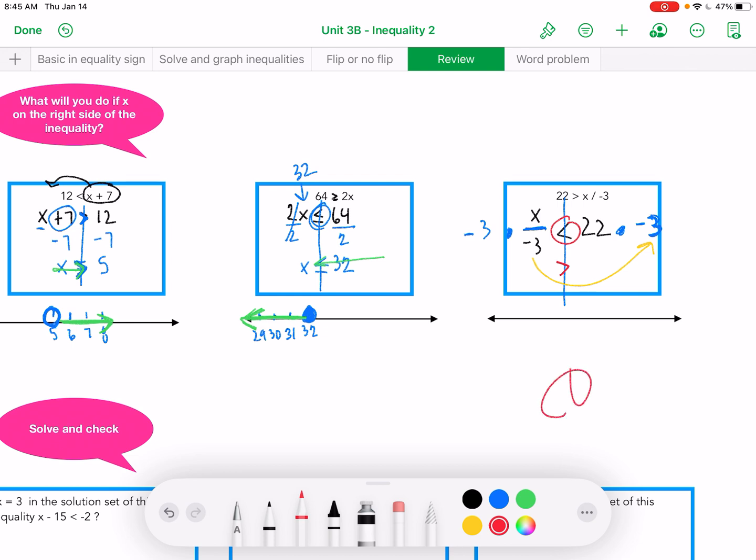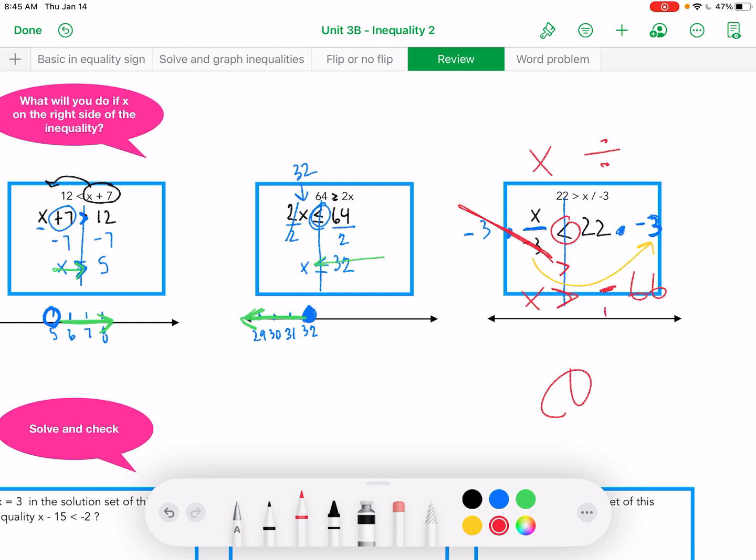So you flip it when you take a negative number when you're multiplying or dividing over the inequality sign. So now I flipped my inequality sign. -3 and -3 cancel out. x is greater than 22 times -3, which is -66. So x has to be greater than -66.